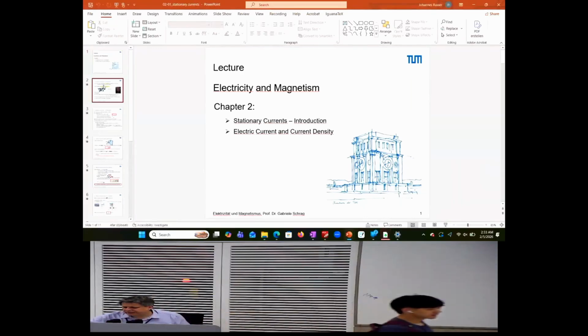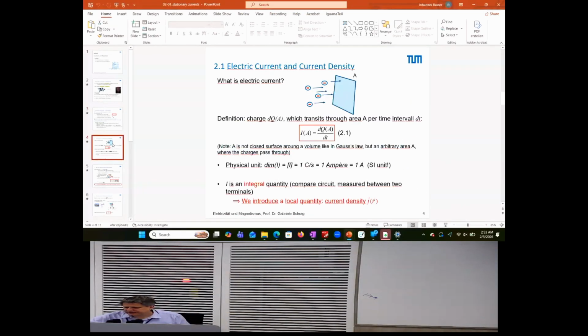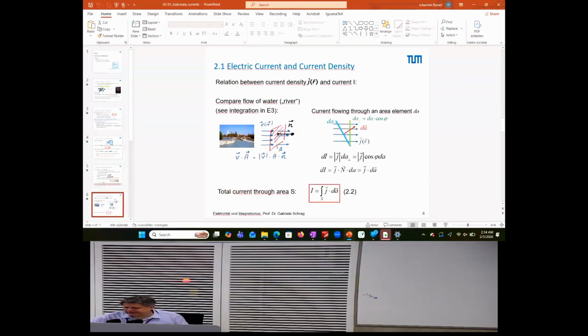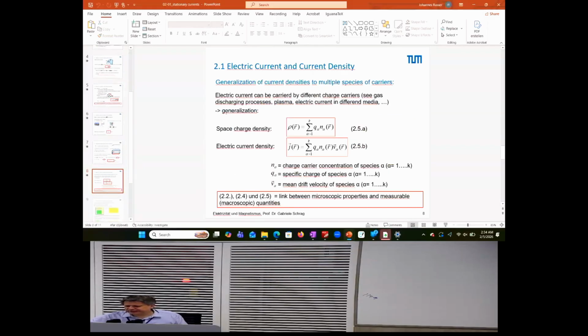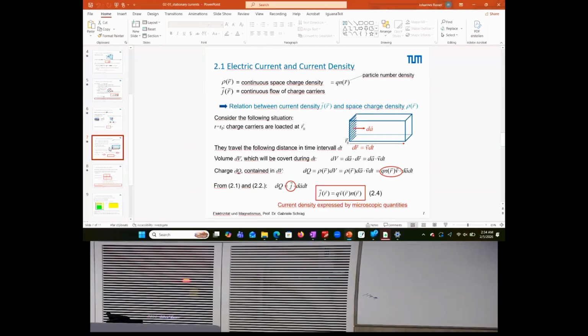We have been doing yesterday and the day before, starting to look at what stationary currents are about. And we were looking at the concept of the current and the current density. You remember we did counting also here to talk about how we assess the current through an area.